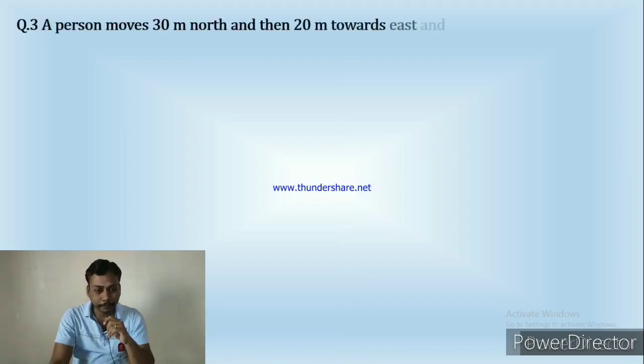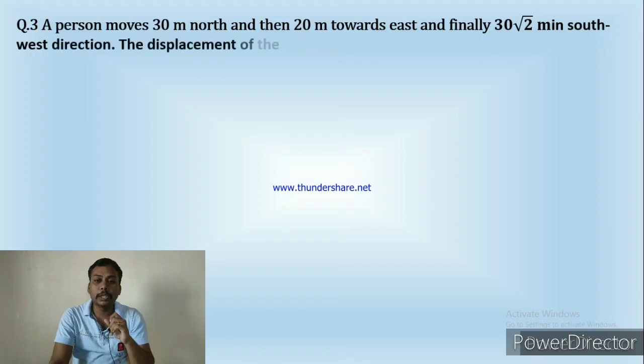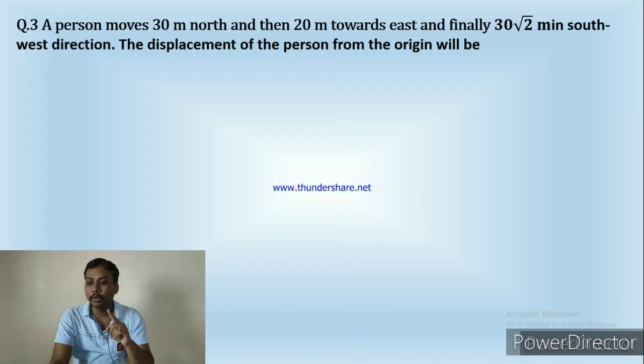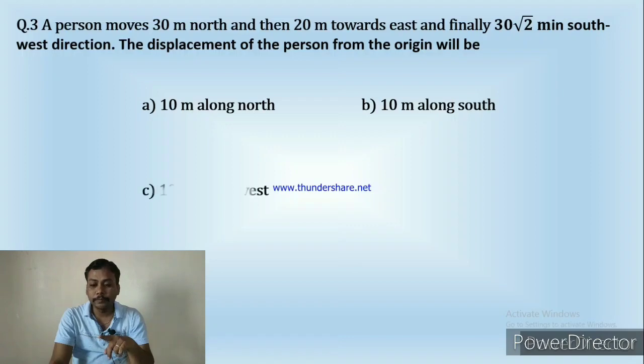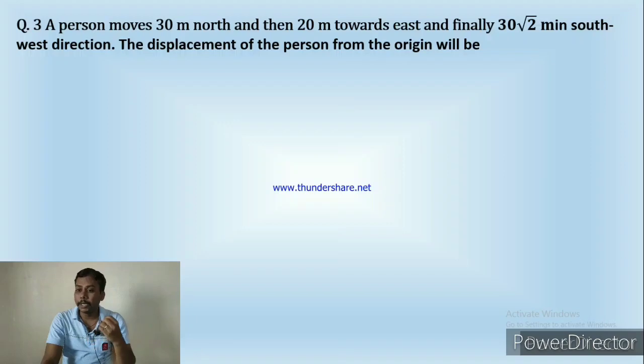Now question number 3. A person moves 30 meter north, then 20 meter towards east, and finally 30 root 2 meter in southwest direction. The displacement of the person from the origin will be. Options are 10 meter along north, 10 meter along south, 10 meter along west, and 0.